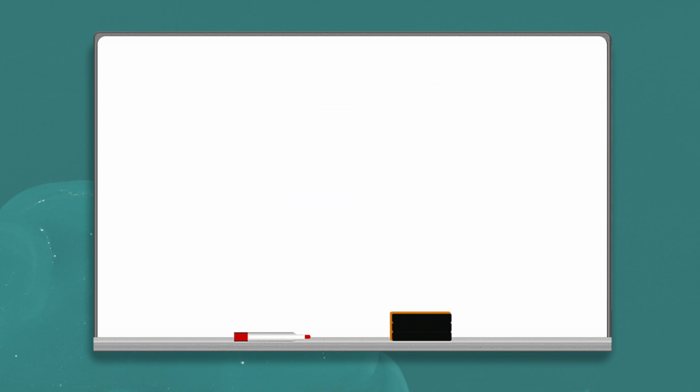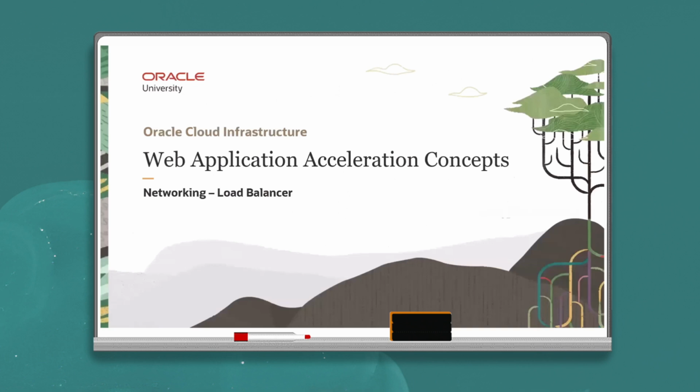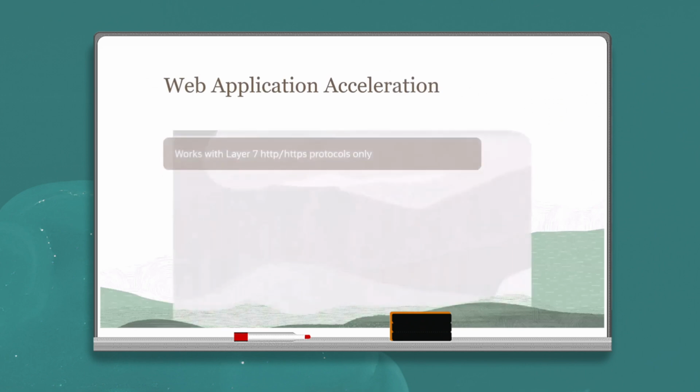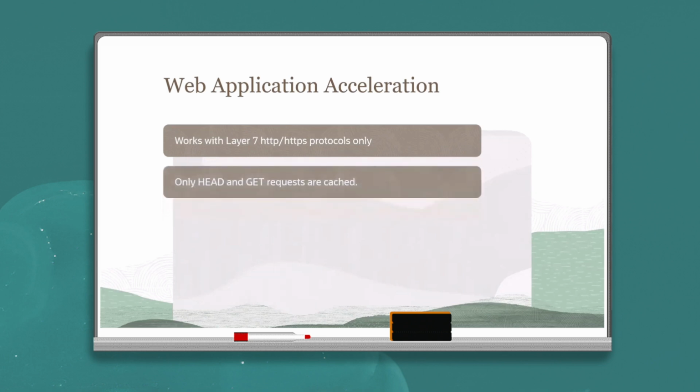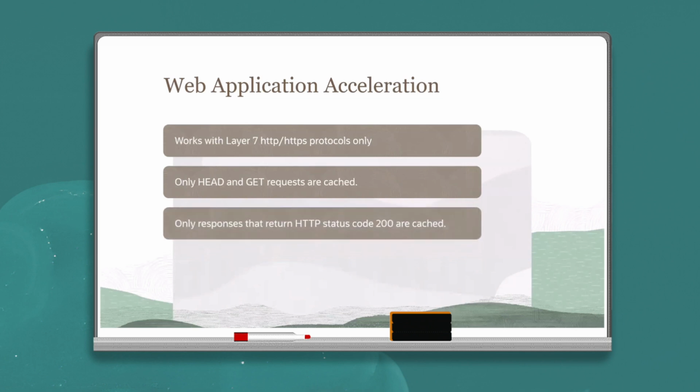So let's move on to the deck and look at web application acceleration concepts. As I mentioned, it works only with a layer 7 load balancer, and only HEAD and GET requests are going to be cached, and only the responses that return HTTP status code 200 are going to be cached.